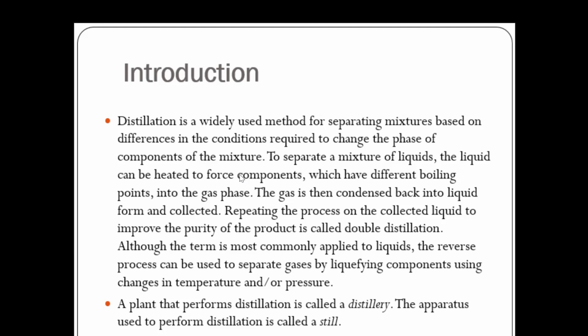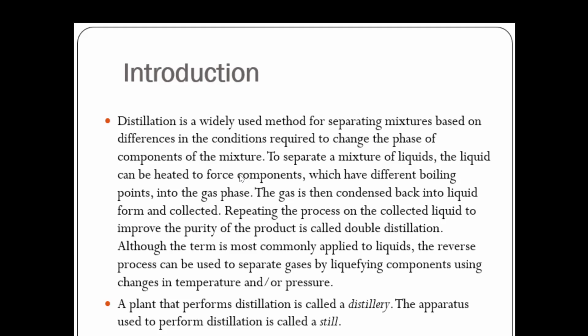Repeating the process on the collected liquids to improve the purity of the product is called double distillation. Suppose you have a liquid mixture containing four components. First you heat it, and one component will be separated. By repeating this for four steps, you can separate all the components.